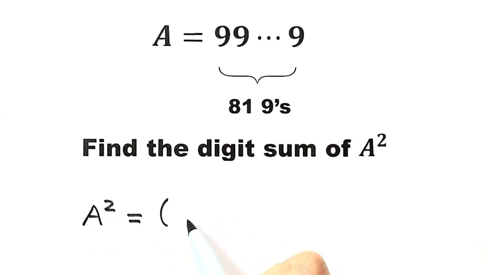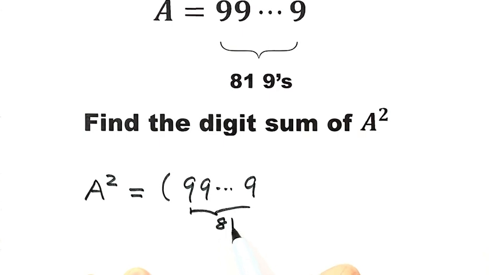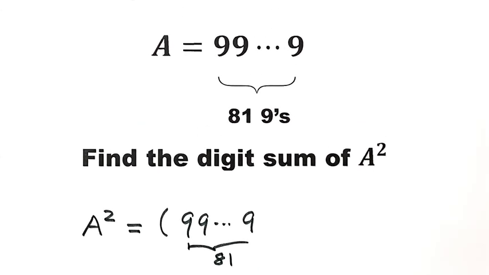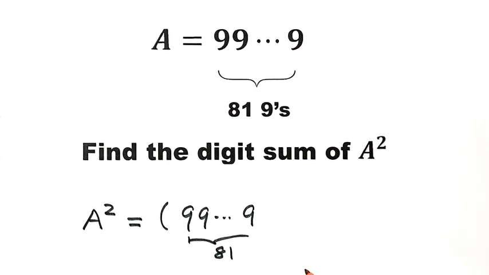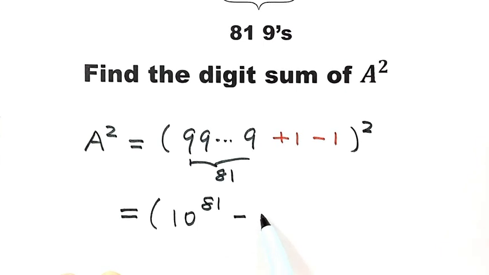A is just a sequence of 81 nines. Because 10 to the power k is easier for calculation, here we plus 1, then minus 1. Then outside squared. Then combine these two together. Then it equals 10 to the power of 81, then minus 1, then squared.